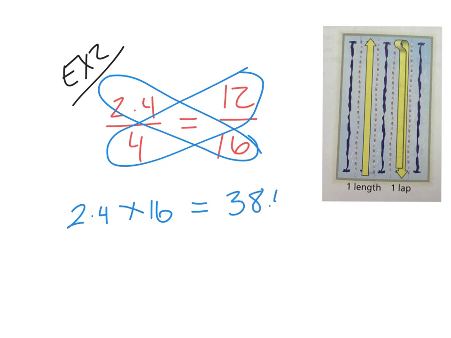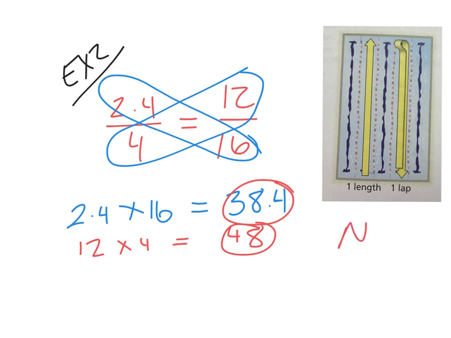Yep, it's 38.4. And then the second one was 12 times 4. 48. Are these two numbers equal? No. So then these two ratios or proportions, they're not proportional. Not a proportion. I told you I'm having trouble with that word.